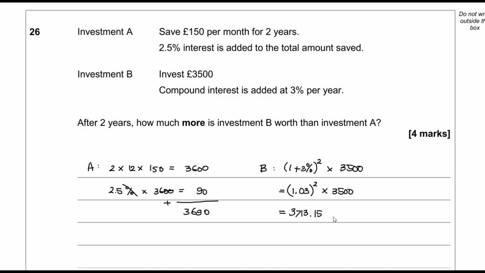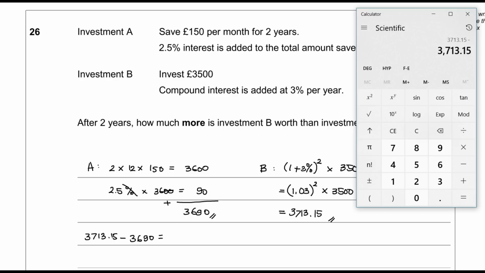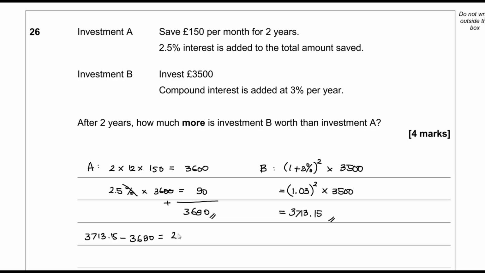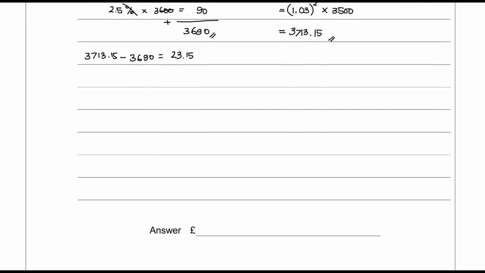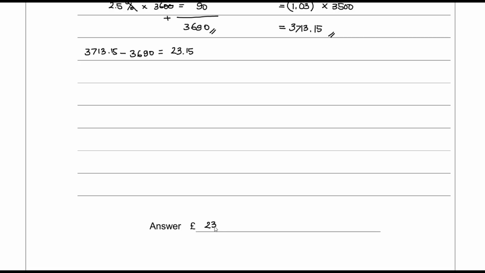Now you can see that the money from investment B is a bit larger than investment A. But how much more is investment B worth than investment A? So we need to find the difference between them. So we just take away 3,713.15, take away 3,690, which is this number. So you get 23.15. Let's write it down here. The difference is 23.15 pounds. That's it.